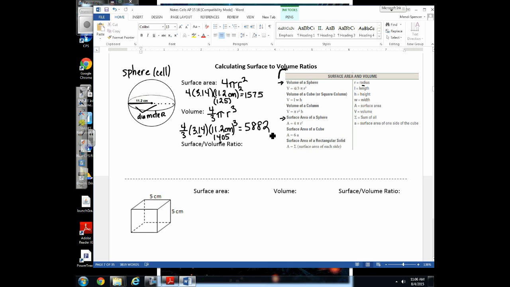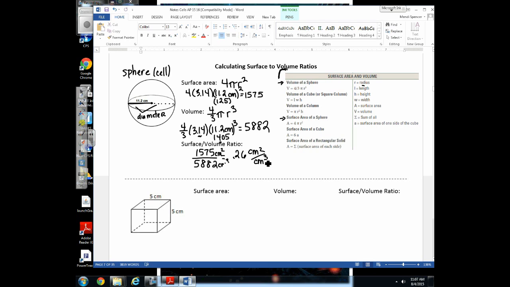Note that there's no formula on your formula sheet for calculating surface to volume ratio. You have to understand that when you say surface to volume ratio, we're talking about surface area divided by the volume. So in this case, the surface area is 1,575. The volume was 5,882. And that gives you a surface to volume ratio of 0.26. Now, if you want to know about the units, surface area was in centimeters squared, volume was in centimeters cubed, and those units stay. So it's centimeters squared per centimeters cubed.